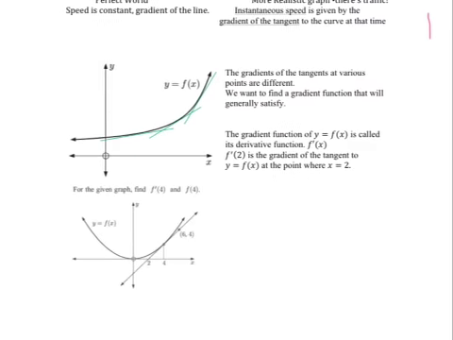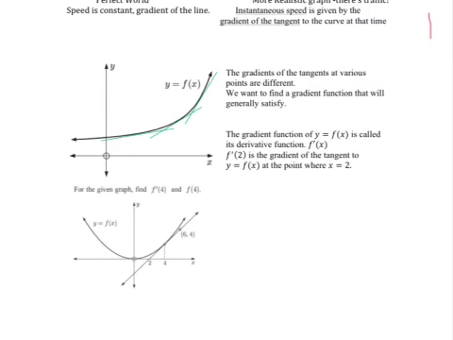So let's look at an example. For the given graph, find f prime of 4 and f of 4. f of 4 is pretty straightforward. f of 4 just means what's my value of y when x is equal to 4. Here, two graphs are intersecting. We are given a parabola and an equation of the line. They are intersecting at 4.